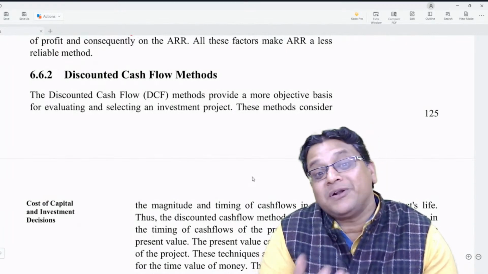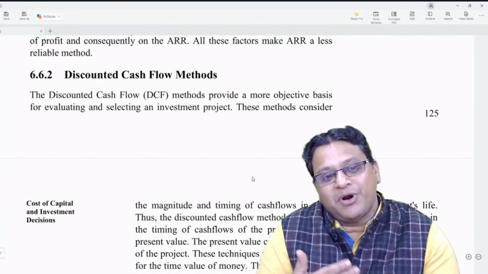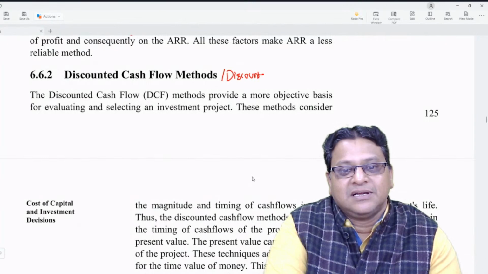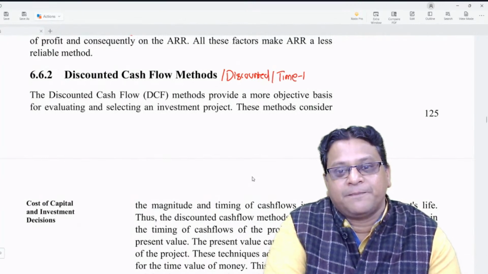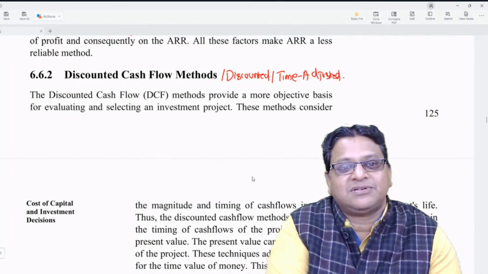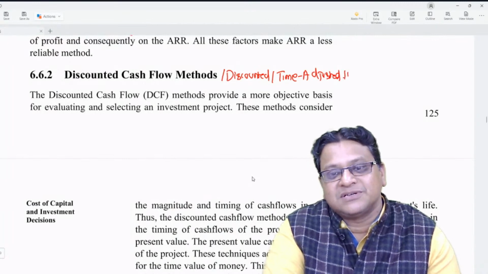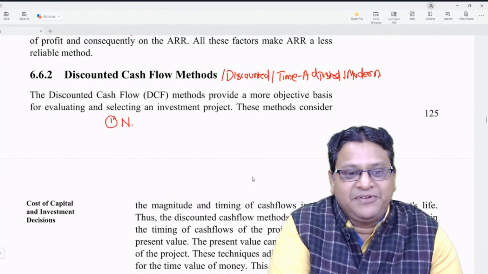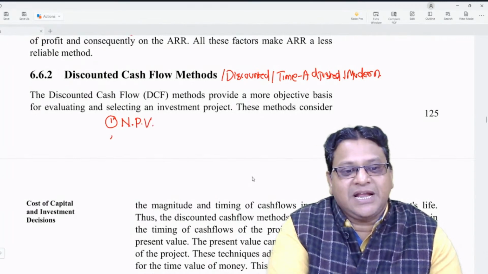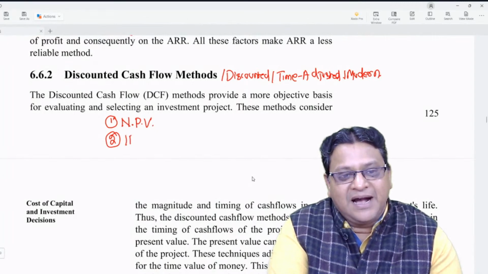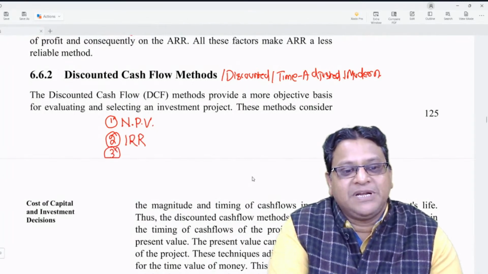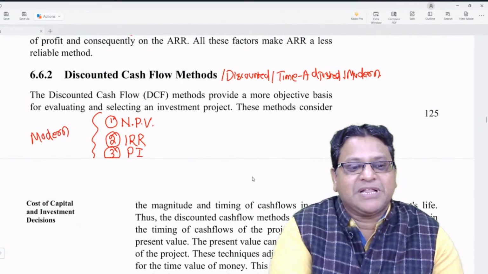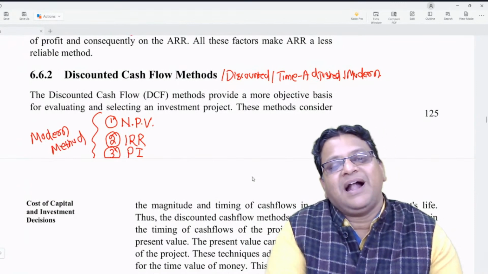Hence, we go for modern methods of capital budgeting. These modern methods are known as discounted methods, and they are also known as time adjusted methods. Discounted methods, time adjusted methods, or modern methods. In modern methods, three methods are important. What are the three methods? The first method is the NPV method, net present value method. The second method is the IRR method. The third method is the profitability index method, PI method. So in the modern methods, we will study three methods: NPV method, IRR method, and PI method.